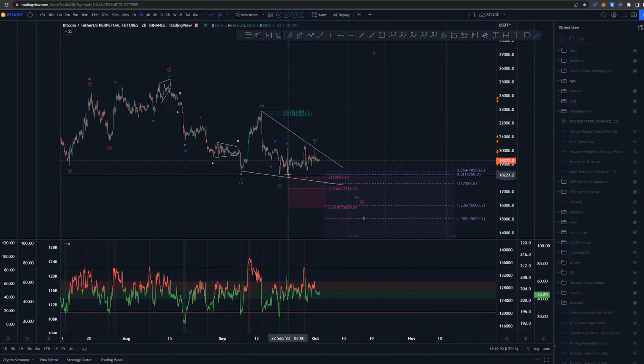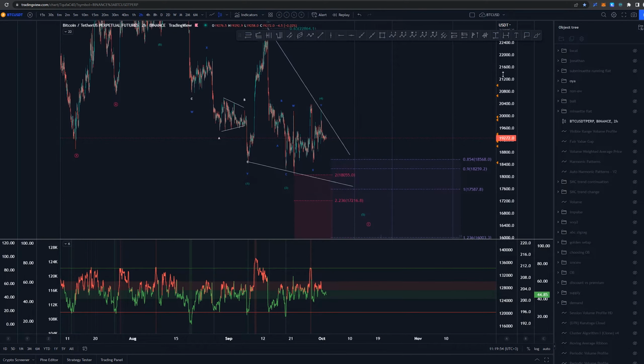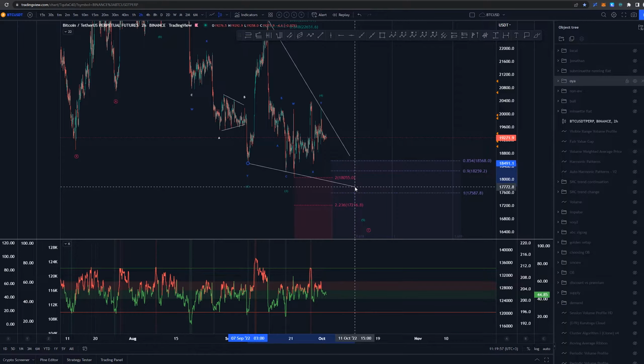Now I can't really explain this structure over here or this low, so it has not really gone through that much, but it has wicked through.